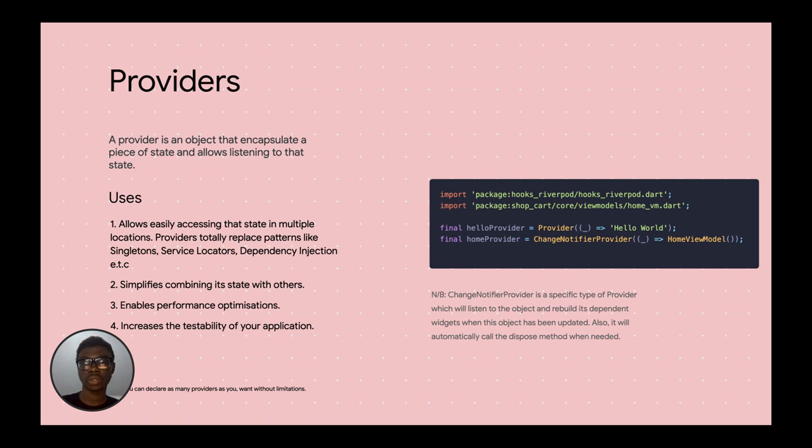Riverpod gives you the option to modify these providers, to override these providers. You have an existing provider and then you need to write a test for that particular provider. You don't need to start creating a new provider for it. You could easily override the existing provider and modify the state.